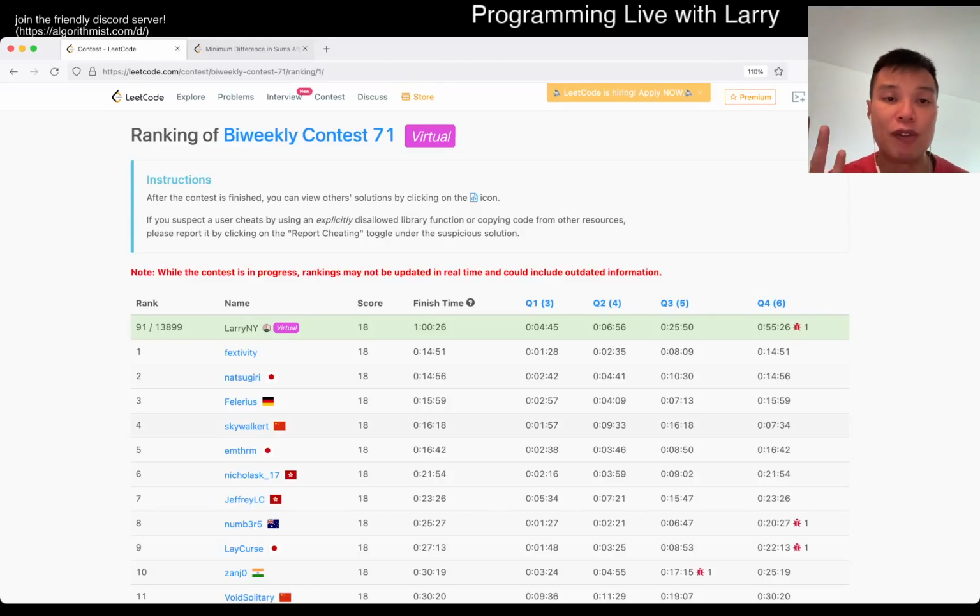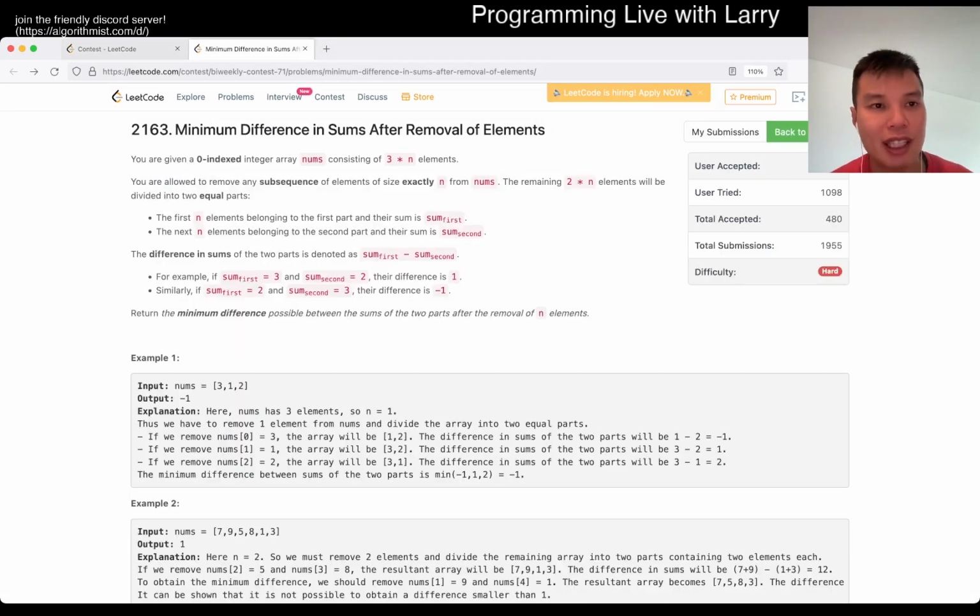This is me going over Q4 of the bi-weekly contest 71st: Minimum Differences in Sums After Removal of Elements.